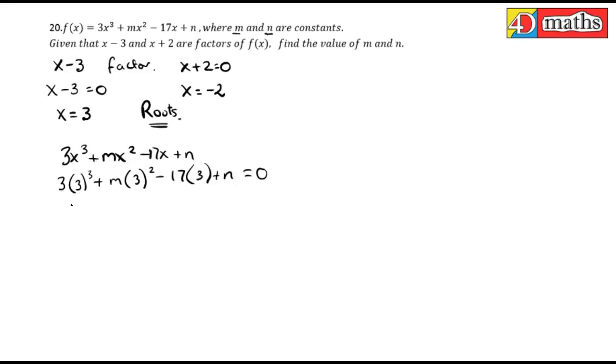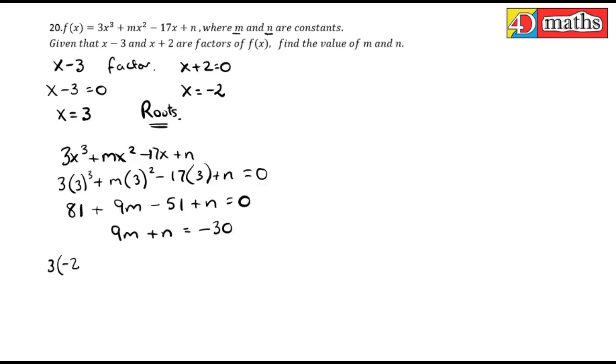So tidying this up, this becomes 81 plus 9m minus 51 plus n equals 0. So tidying that up is 9m plus n, and 81 minus 51 is 30, so it'll be equal to minus 30. I'm going to do exactly the same by putting in minus 2.